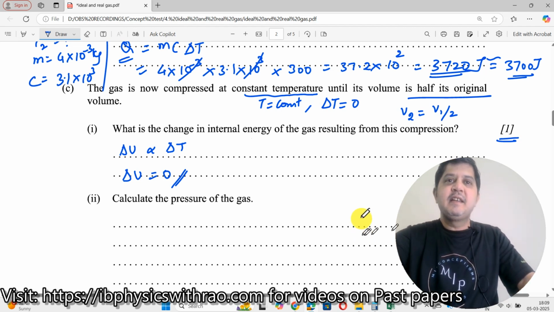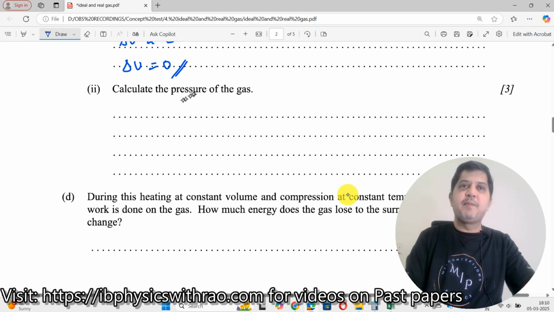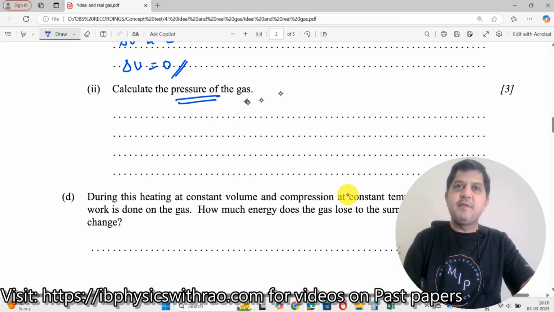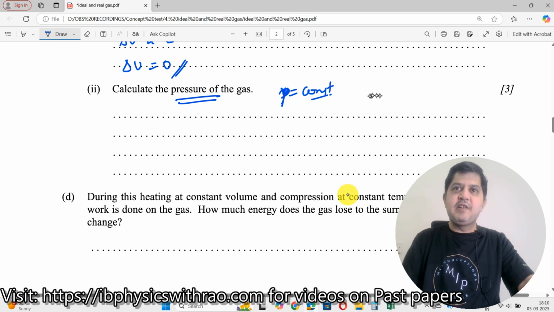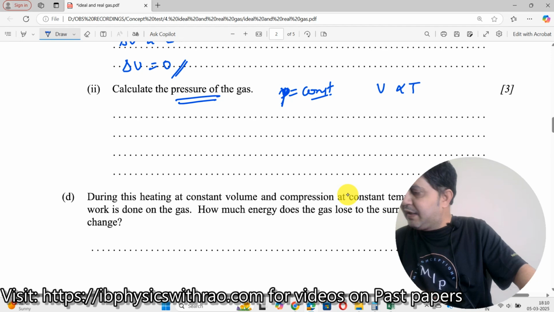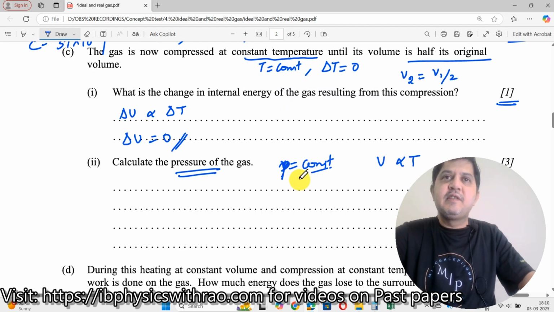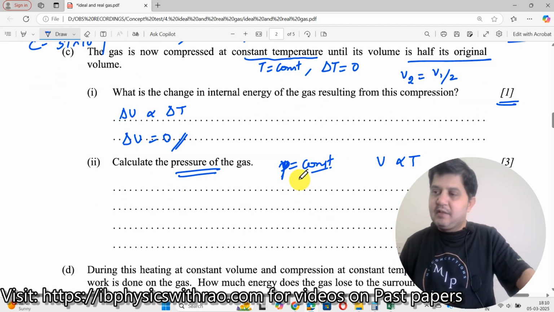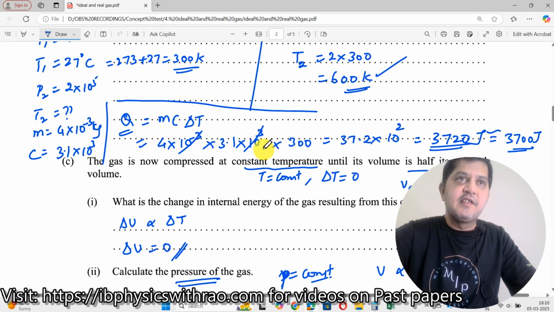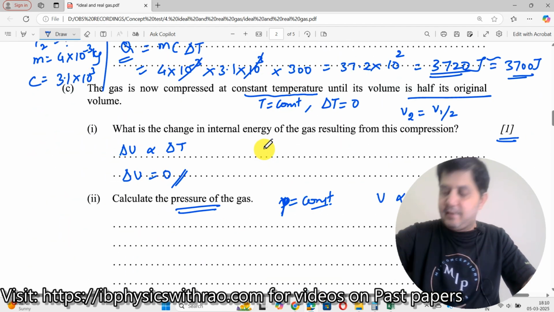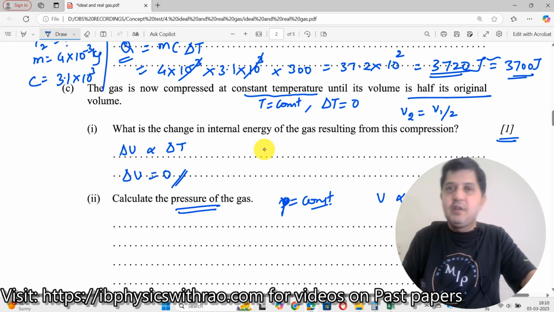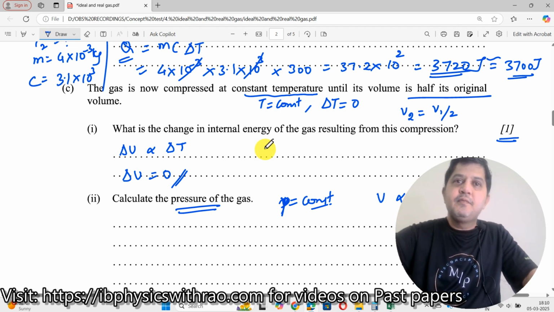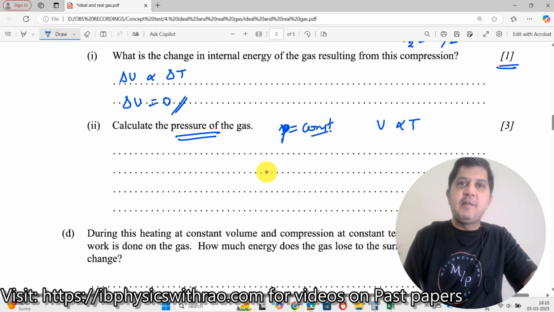Okay, next, calculate the pressure of the gas. What is the pressure? Now how do we do? Now what is that we have got? Volume equal to constant. When pressure equal to constant, V should be proportional to T. Okay, and now how do I find out what is the pressure here? That's the question. Now towards it, which question is this? This is question 2C3. Okay. Now, so when, okay, what is the pressure of the gas?